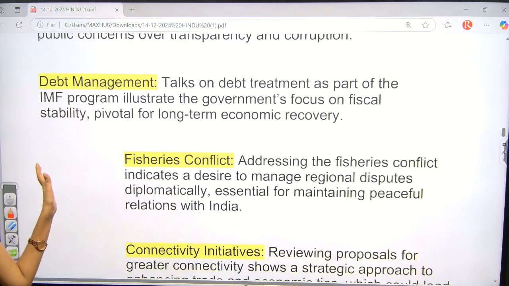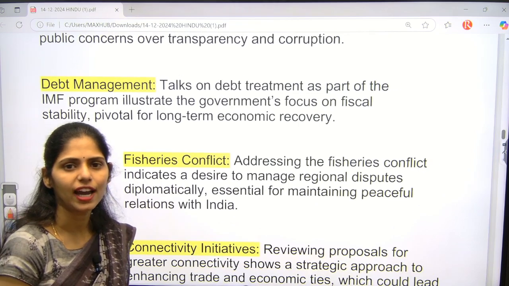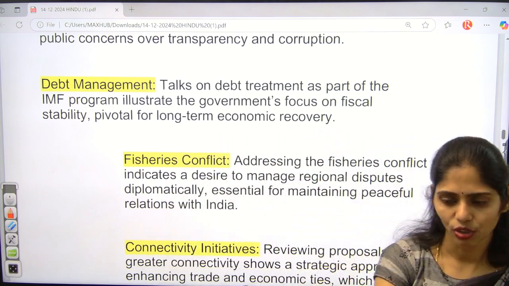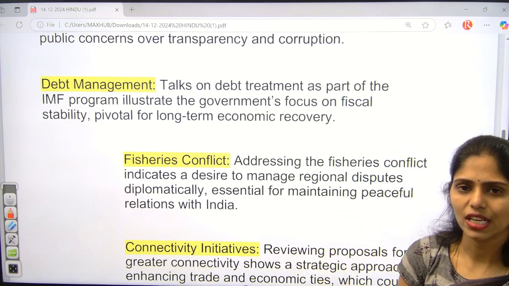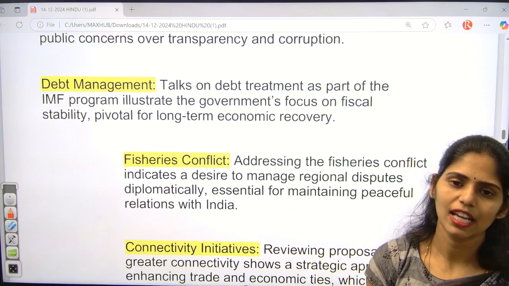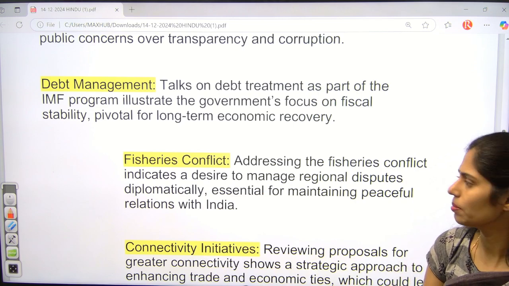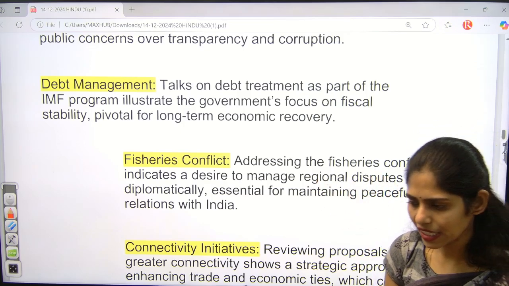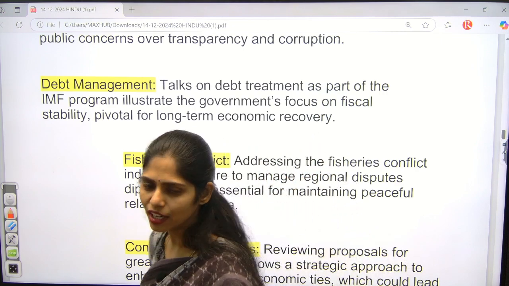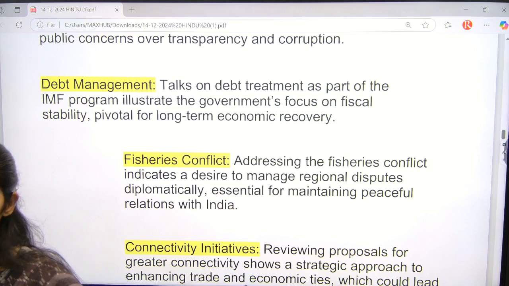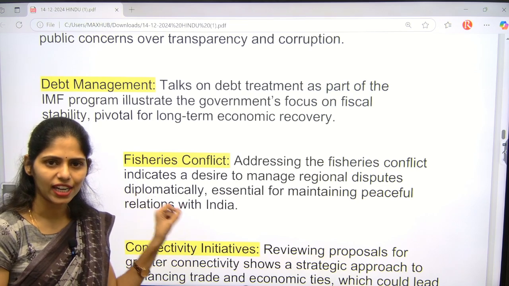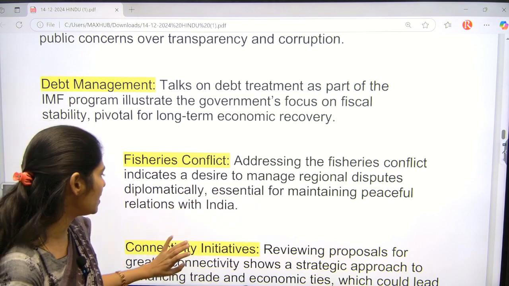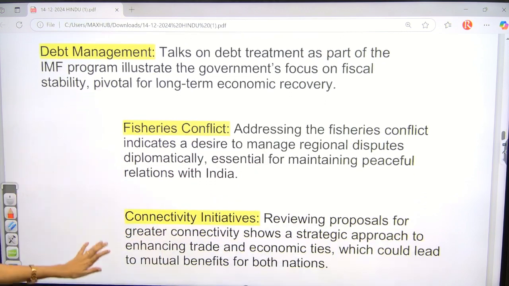And this one is that there is always a conflict between India and Sri Lanka regarding fishermen, like up to what area Indians can go for fishing. If they cross the international maritime boundary, obviously the Sri Lankan Navy comes and catches these Indian fishermen. So here they want to manage this regional dispute diplomatically. If we share a boundary with any country, either land or water, and we have proper relations, then we will not have this kind of regional dispute. So that is one important thing. They want to focus on maintaining peace and good relations with Sri Lanka.